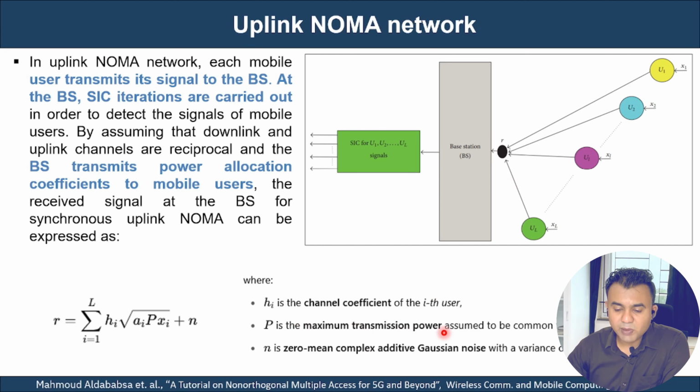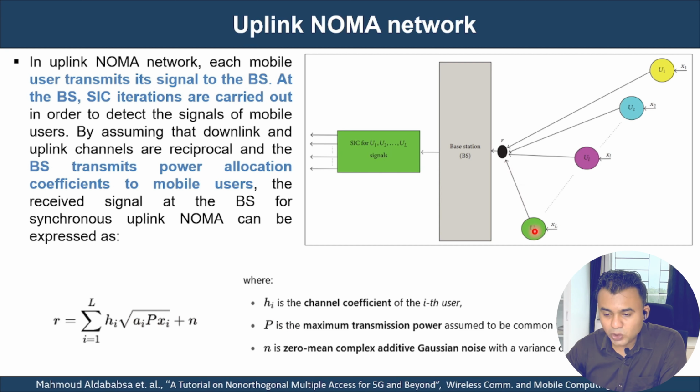P is the maximum transmission power, assumed to be common for all the users, so that's the maximum power which we can transmit. And a_i is nothing but the power coefficient which will scale this maximum power.